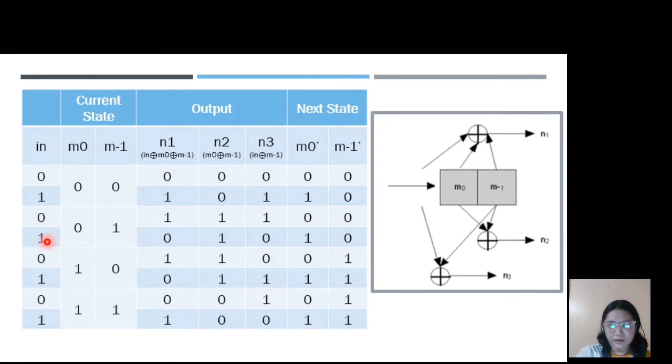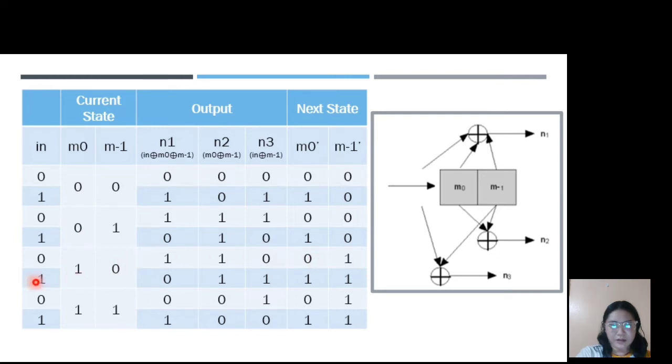For an input of 1, the current state of 0 for M0, and for M negative 1 being 1, the output for N1 will be 0, 1 for N2, and 0 for N3. The next state of M0 will be 1, and the next state of M negative 1 will be 0. If the input is 0, and the current state for M0 is 1, and M negative 1 is 0, the output of N1 will be 1, N2 will also be 1, and N3 will be 0. The next state for M0 will be 0, and for M negative 1 will be 1.